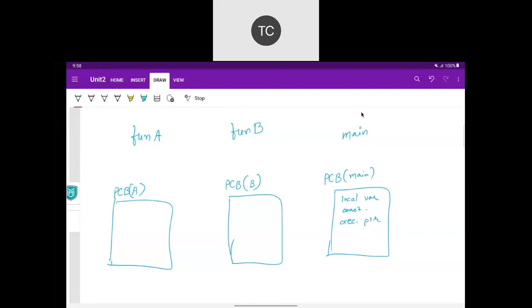So there is an execution pointer which maintains the current execution line, or which is pointing to the current execution line. It will be updated every time your statement is executed. As your statements execute, this execution pointer keeps getting updated. Now there are a few more things in the PCB, but for now remember this much.